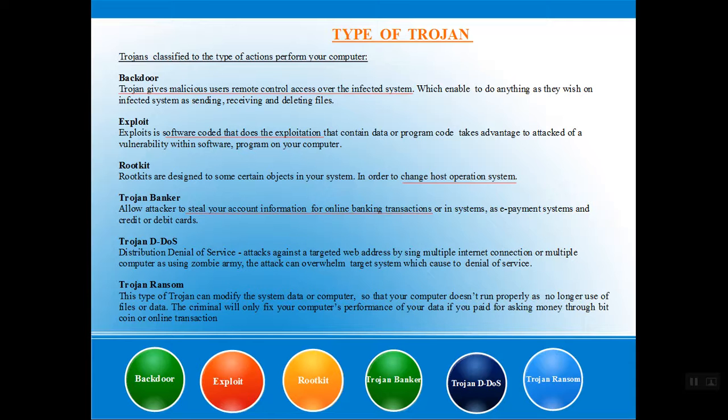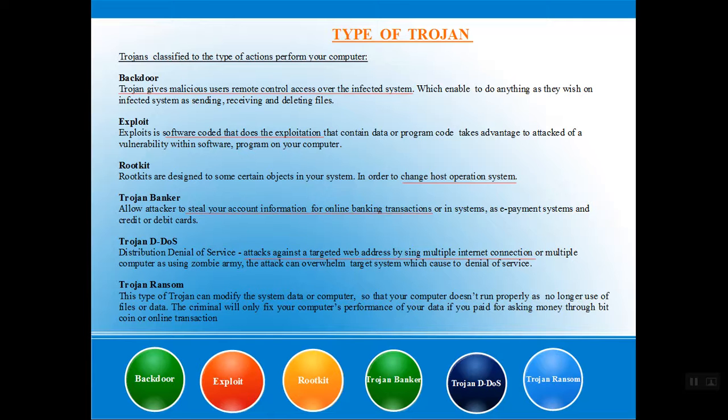A Trojan banker steals your online banking information, your account number or other related information. Trojan DDoS is a distributed denial of service. It's an attack against a target web address, using multiple internet connections and computers, which can be used as zombie armies to attack the target.